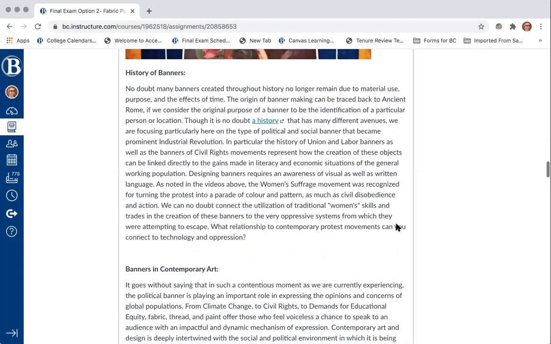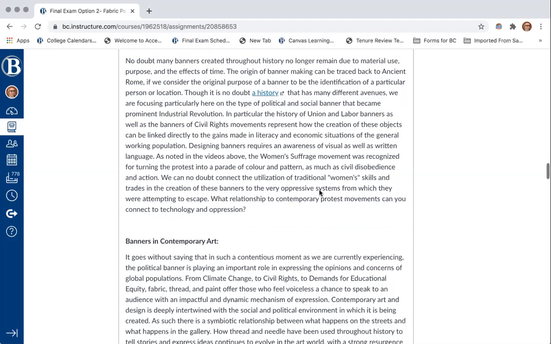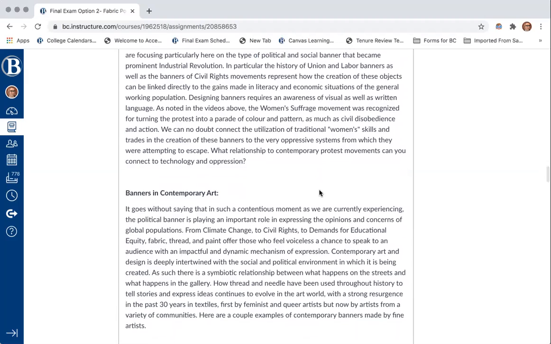So I've given you a little bit of a timeline here, a Wikipedia article to help you have a timeline for how banners have evolved. In particular, I think the things that we think about with banners are civil rights movements and labor movements, women's suffrage, for instance.